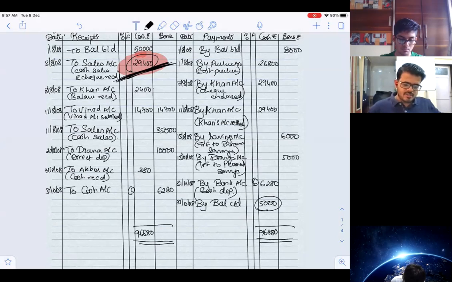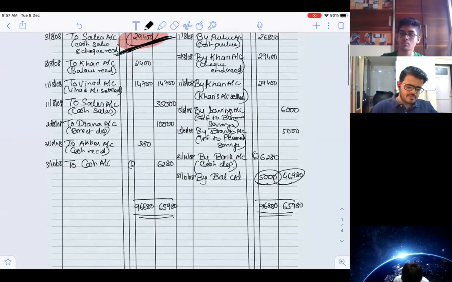And bank का balance देखो, which side of bank is greater? I think debit side is greater. 65,980. Is that 65,980? Please check. 65,980 is the total of bank minus 19,000. So 46,980 should be the balance. 46,980 should be the bank balance. By balance c/d becomes to balance b/d.